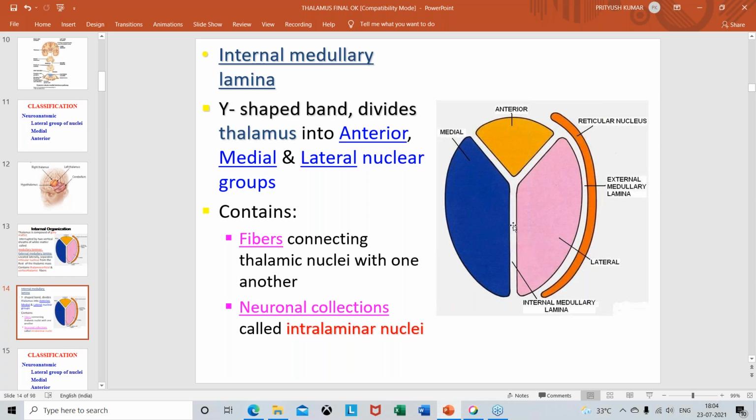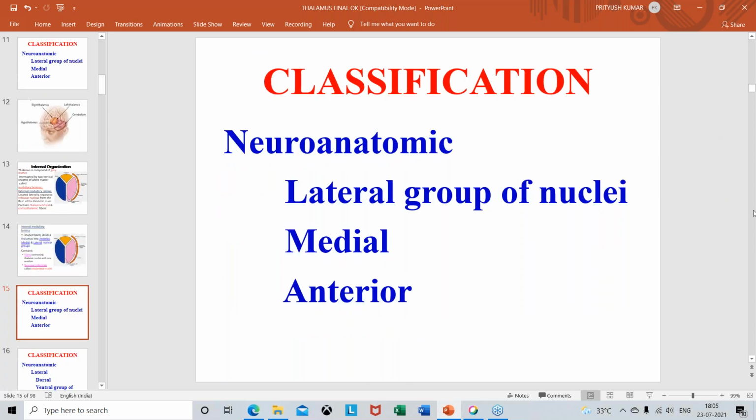Inside this lamina you'll find the intralaminar nuclei. Inside this internal medullary lamina, you'll also find some gray matter. So many clusters, many nuclei are there, and these nuclei are referred to as the intralaminar nuclei. So we have classified lateral, medial, and anterior.